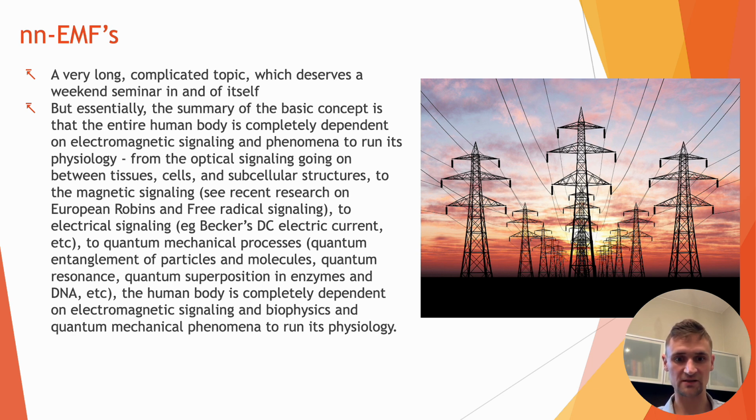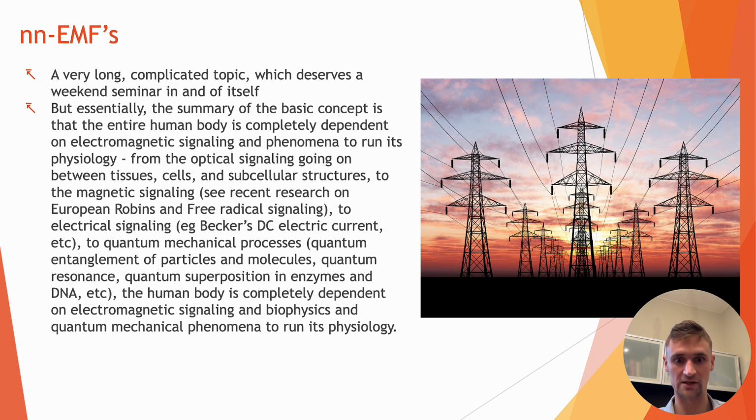And so basically the main concept here that you need to understand is that essentially the entire human body is completely dependent on electromagnetic signaling phenomena to run its physiology. So there's optical signaling going on, so these different tissues, and again, this comes back to the absorption and emission spectrum that it's been found that different molecules, the really important molecules in our body like neurotransmitters like dopamine, melatonin, etc. use, and then as well as the subcellular structures, and then the magnetic signaling that's happening in the body. And again, for this, you can see the recent research on European robins and free radical signaling. That actually goes to Jim Al-Khalili's book, Life on the Edge, to the electrical signaling that's happening in the body.